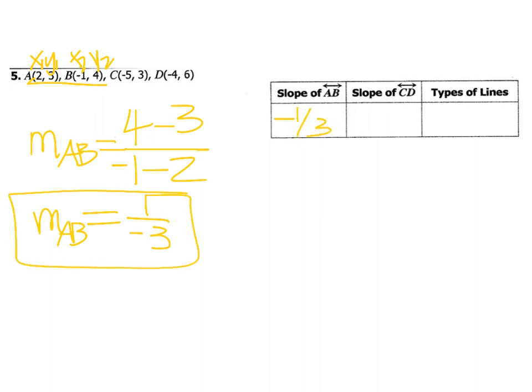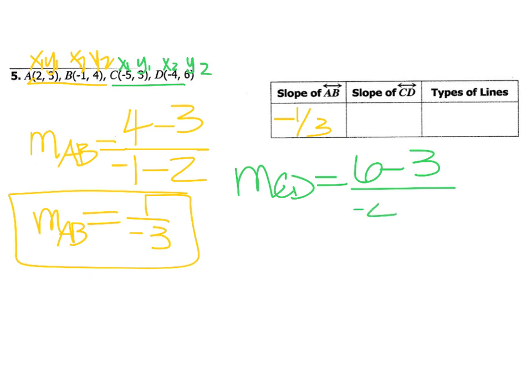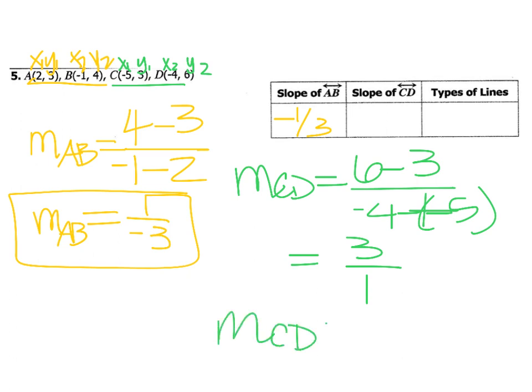Negative 1/3. All right, then we want to find the slope of CD. x1, y1, x2, y2. Plug it into the slope formula. So y2 minus y1 over x2 minus x1. This gives us 3 over, and then this becomes plus, so 3 over 1. So the slope of CD equals 3.